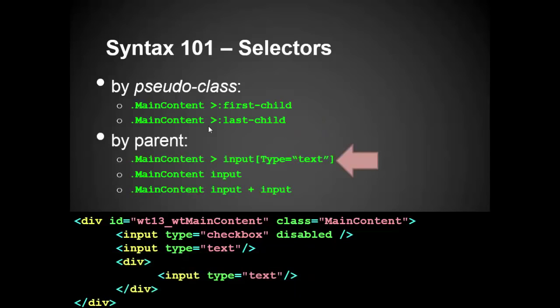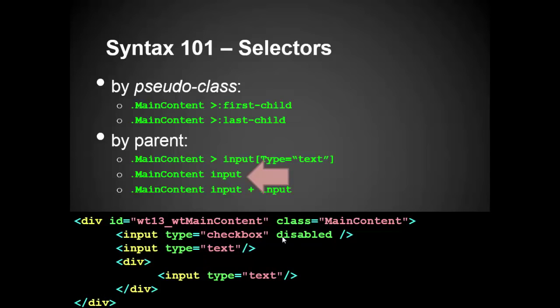Selectors can also be by parent, as we have already seen. So in this example, once again, we have a space or a symbol. So we have here a symbol. So we start by the end. We are going to select all inputs that are of the type text that are direct descendants from an element that has the class main content. So looking at our example, which one are we going to select? This one or this one? If you answered this one, you are right. We are going to select this element.